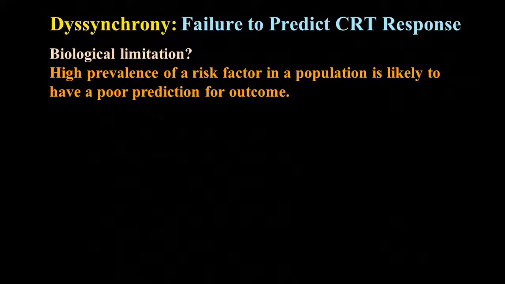Next, is there a biological limitation? In the patients in whom we are looking for dysynchrony, all these patients have heart failure and low ejection fractions. Now we know that if you have a risk factor that is highly prevalent in a population, the risk factor being dysynchrony, then the value of that risk factor to predict an outcome is going to be very, very low because everybody has it. Right? So it's not just the presence or absence, but how it behaves.